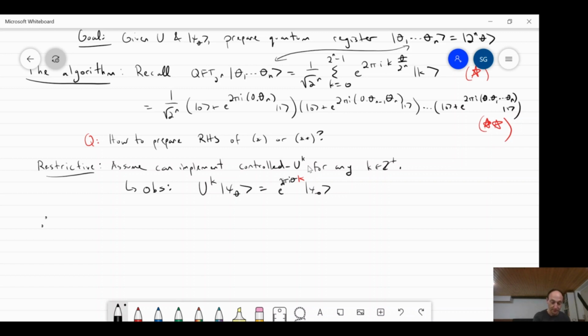Okay? Therefore, what do we do? So to prepare the right-hand side of star, we start with two registers, right? Theta to the n and psi theta. So remember, this is the eigenvector. This is, we're going to eventually write theta here, which again, we're assuming in this case is going to be an n-bit string.